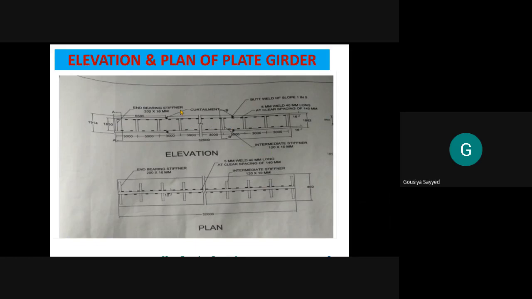What is the name of that end bearing stiffener? Write their size. Just see this, 200 by 16, the size of the end bearing stiffeners. The depth of web, the overall depth of web, again the span, and here you have to show the butt weld. Each and every detail you have to write on the same elevation, as well as on the plan. You have to show the names of the component parts of the plate girder with welding, their sizes, and again you have to write the size of the weld, length of the weld, and the pitch of the weld.